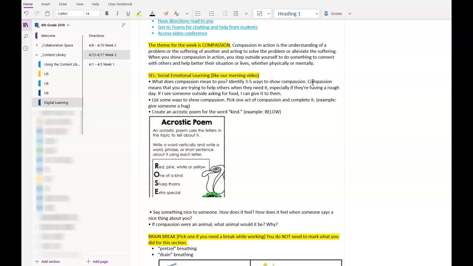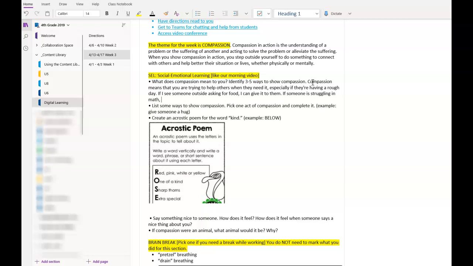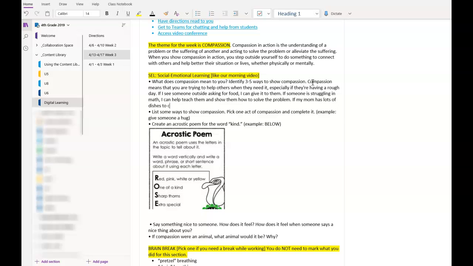What's another way to show compassion? Well, let's think now about school. If someone is struggling in math, I can help teach them and show them how to solve the problem. And what's one more way we can show compassion? Well, let's think about our house. If my mom has lots of dishes to clean, I can clean them for her instead.